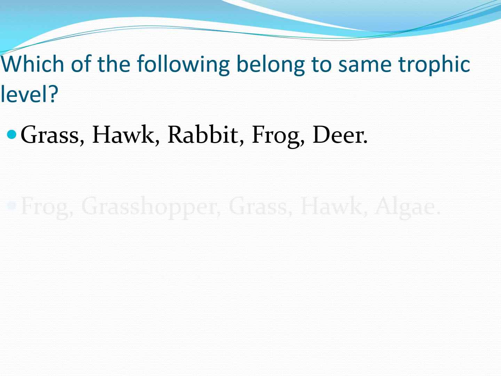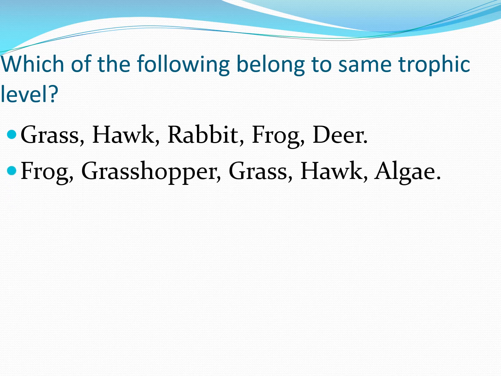Next, frog, grasshopper, grass, hawk, algae. So here grass and algae, they are placed under primary producers. So grass, algae are primary producers, grasshopper is the primary consumer, frog is the secondary consumer, hawk tertiary consumer.